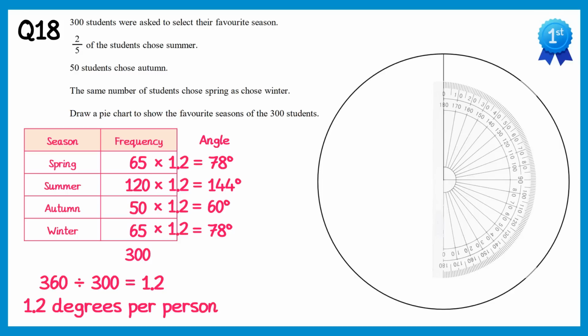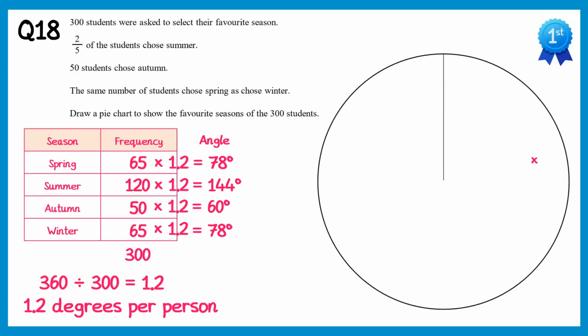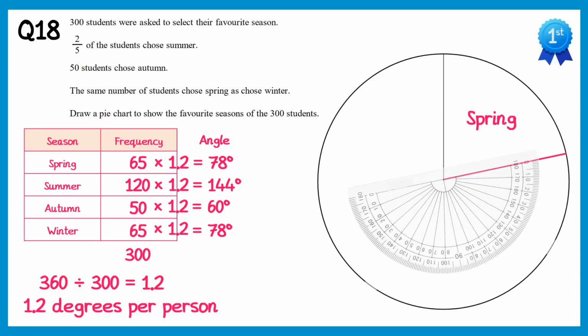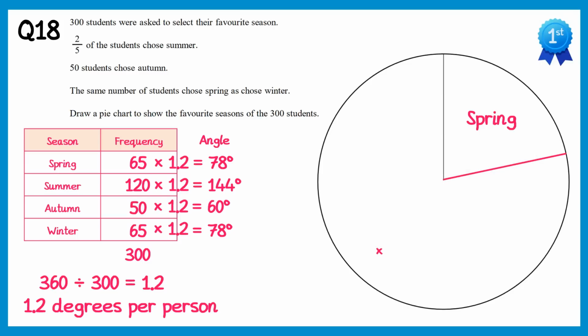So place your protractor here with the 0 at the top, and I'll go around to my first angle, which is 78 degrees, using the outside scale. I'll mark this on, then take my protractor off and draw a straight line through that cross to the edge of the pie chart. I should label this section as well, that one was spring. Now I take my protractor and place it back on again, but line up the 0 with the line I just drew. I'll go around to my second angle, so that's 144 degrees. I'll mark that with a cross, take the protractor off, and then draw a line through this cross. I should label this section, that was summer.